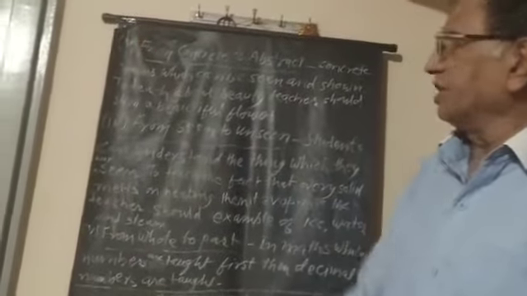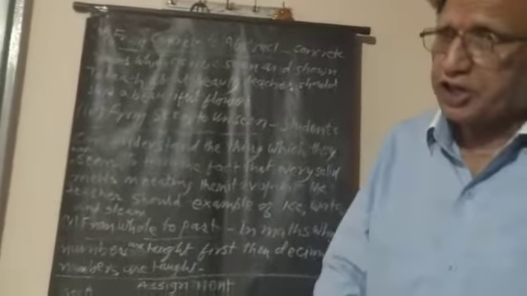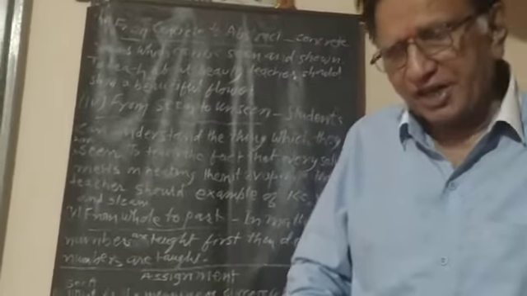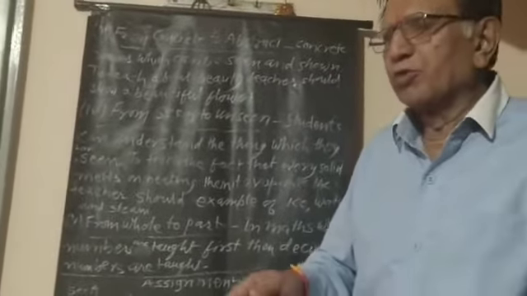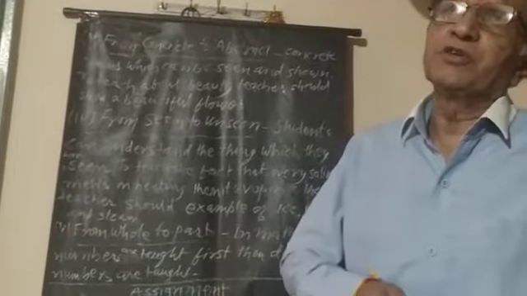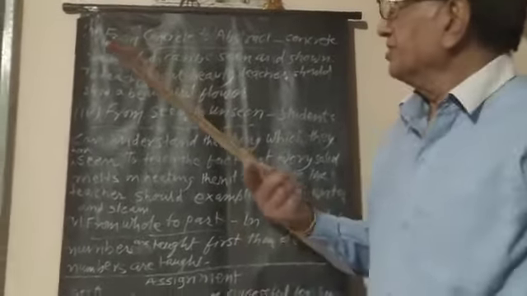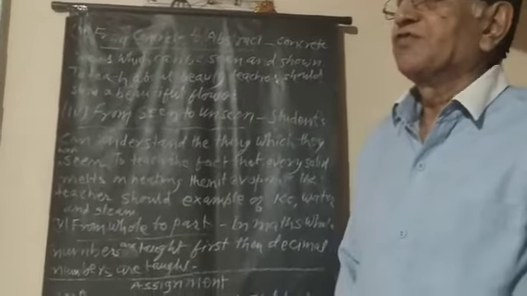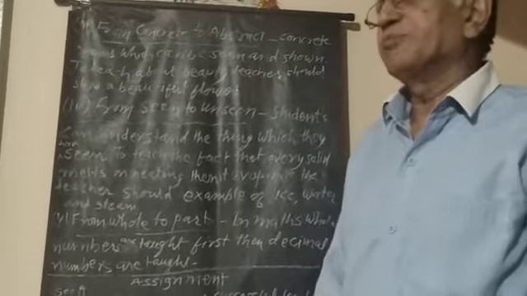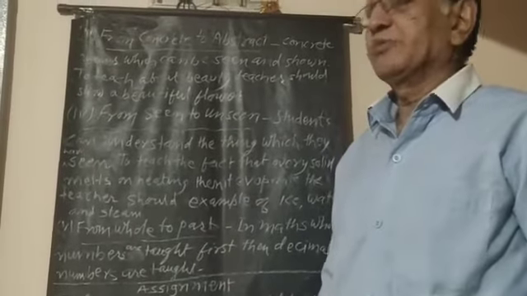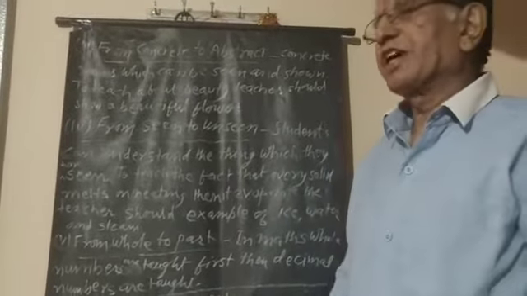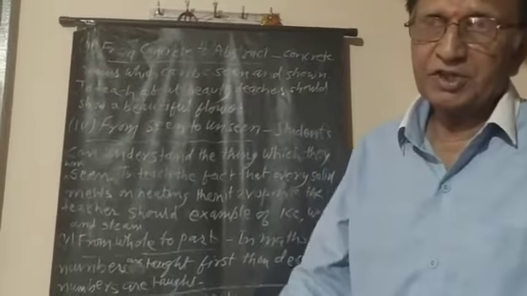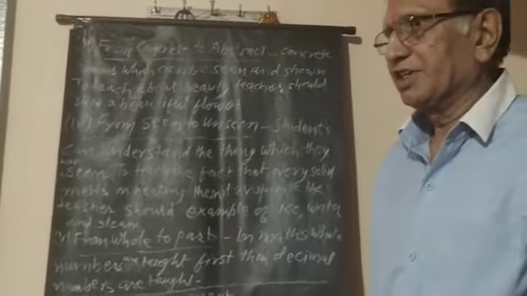Third maxim is from concrete to abstract. In Hindi you can say मूर्त से अमूर्त की ओर. What is concrete and what is abstract? Concrete means which can be shown or which can be seen. Which can be seen by the students and which can be shown by the teacher. Which has a shape, that is called concrete.